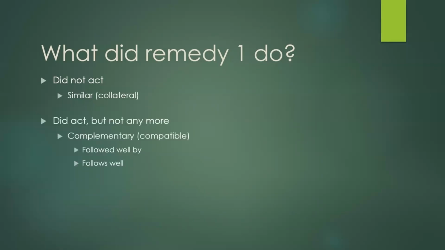Okay? The second choice is the remedy did act and did improve the patient, and maybe for a longer time, but not anymore. In this situation, some road has been traveled, but you need a complementary remedy to go on and improve the health of the patients further on. Some authors call it a compatible remedy, same idea. And then there are two ways to look at this. You have the remedy that has acted, and the next remedy that will act. You can say this remedy is followed well by, or this remedy follows well. You have followed well by and follows well, it's just back and forth.